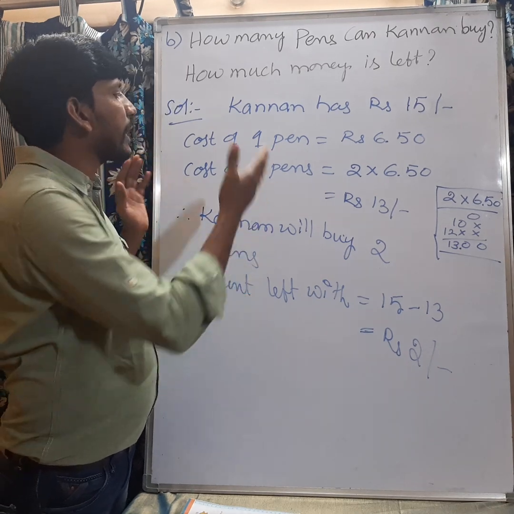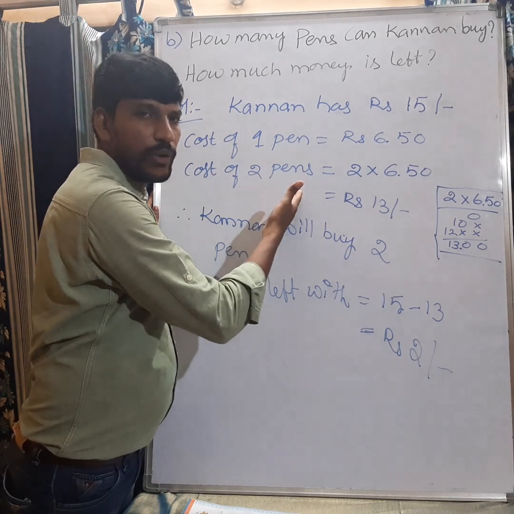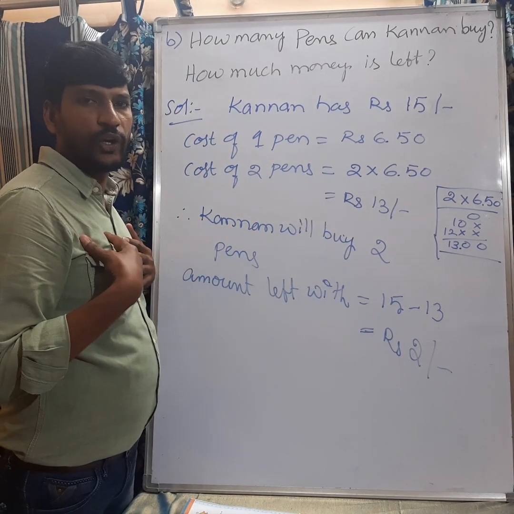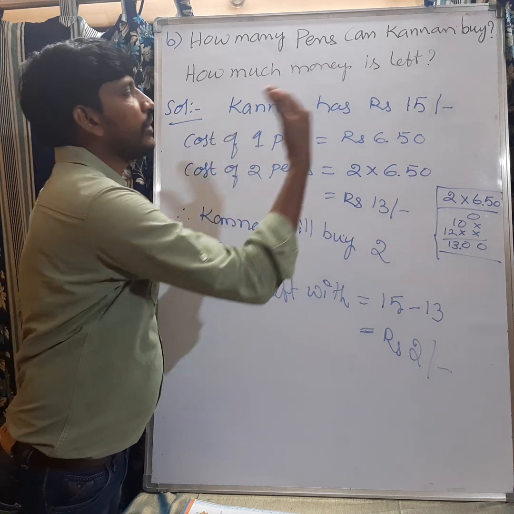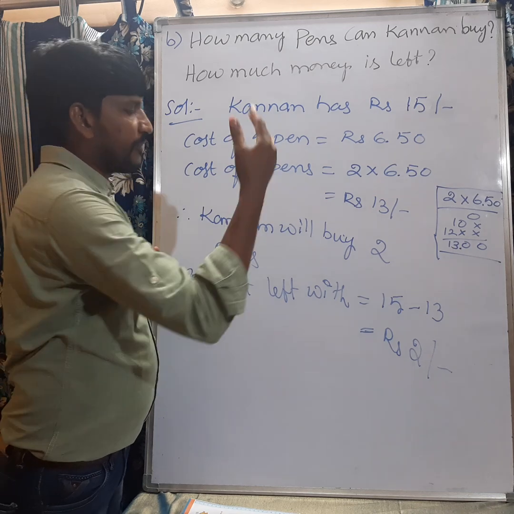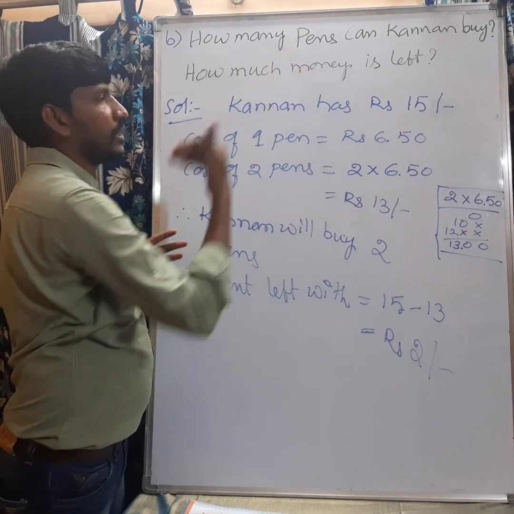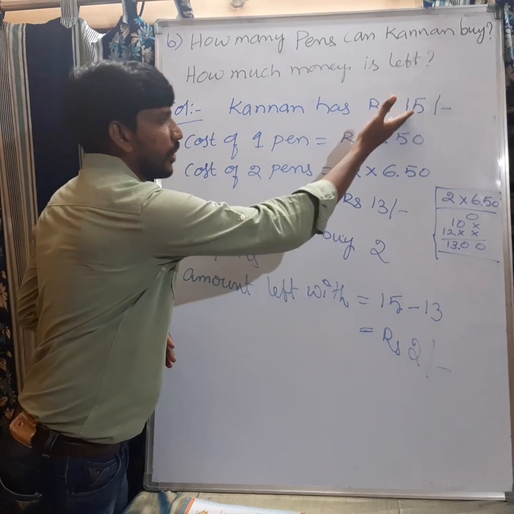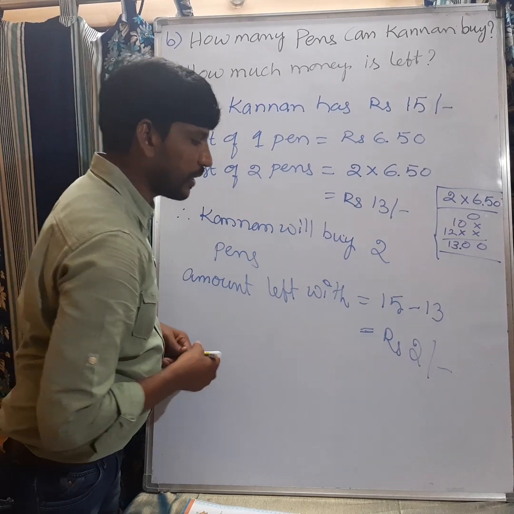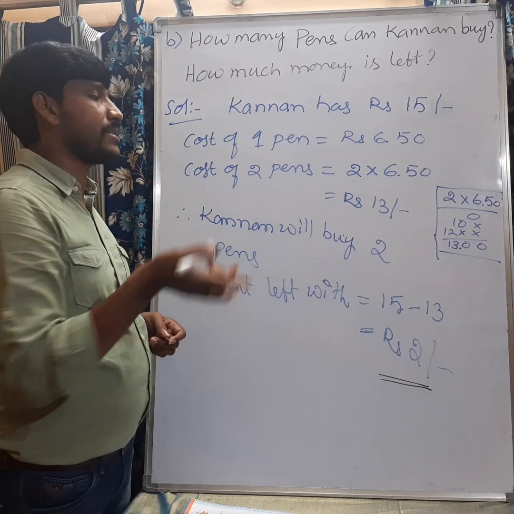Now they have given the cost of 1 pen equal to 6 rupees 50 paisa. Then the cost of 2 pens, by multiplying with 2, you will get 13 rupees. He has only 15 rupees after buying the eggs. With the 15 rupees, he is going to buy 2 pens. After buying 2 pens, how much amount will be left with Kannan? That is 15 rupees minus 13 rupees. It gives 2 rupees. 2 rupees is left with Kannan after buying eggs as well as 2 pens.